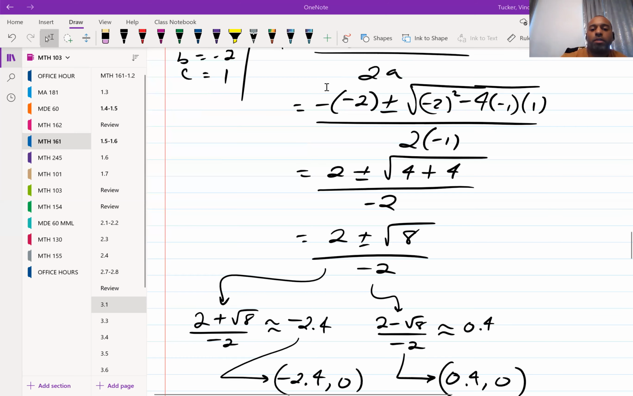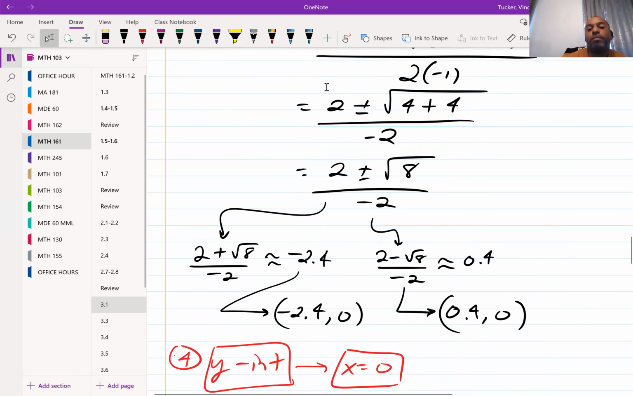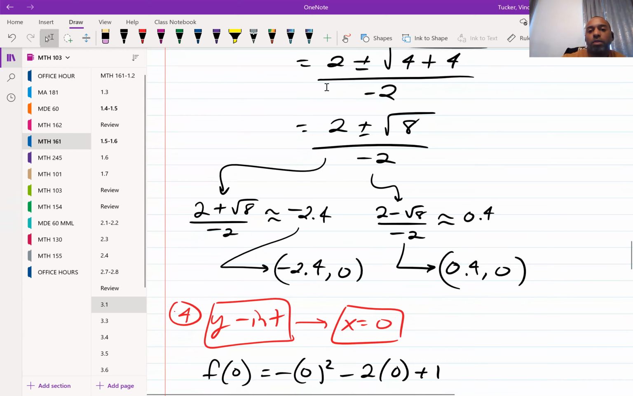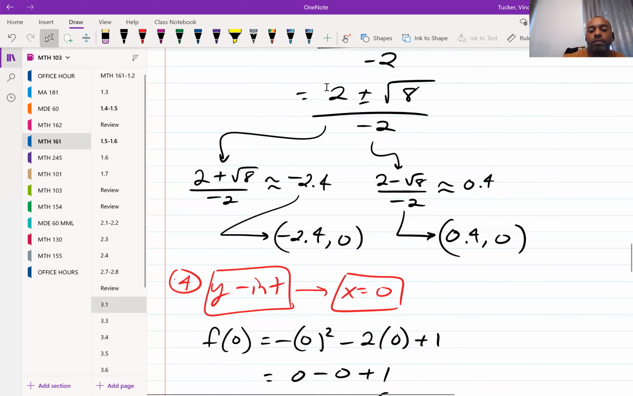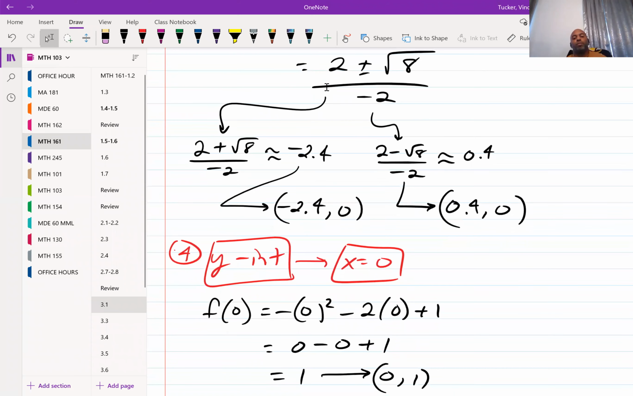All right, scrolling up some to the next step, which is our y-intercept. If we're looking for our y-intercept, we'll let x be equal to 0. We're just going to plug in 0 for x. So plugging 0 into our function, that's negative 0 squared minus 2 times 0 plus 1. So that'll give us 0 minus 0 plus 1, which is just 1. So the ordered pair there is (0, 1).